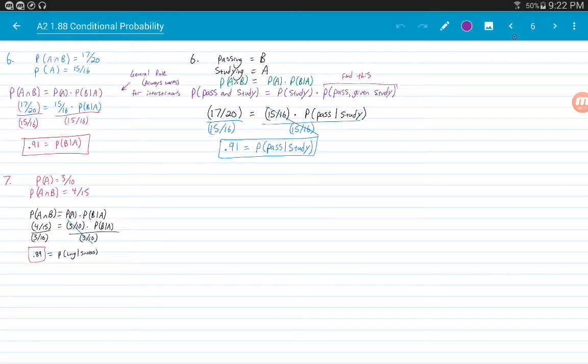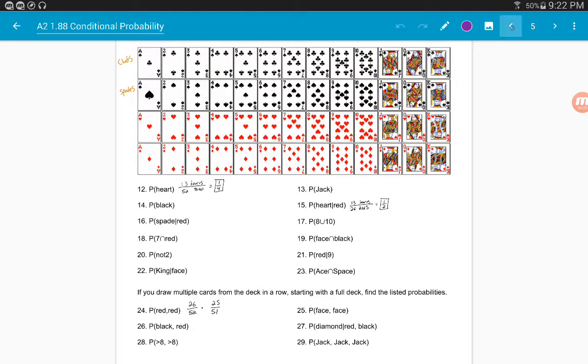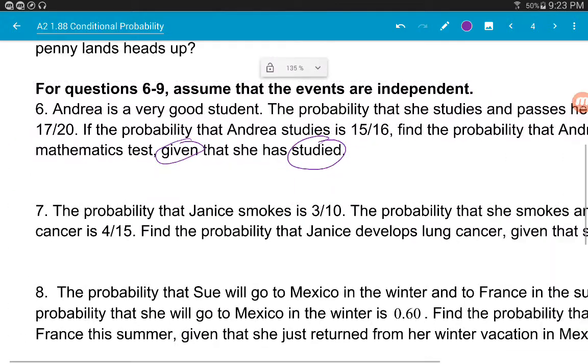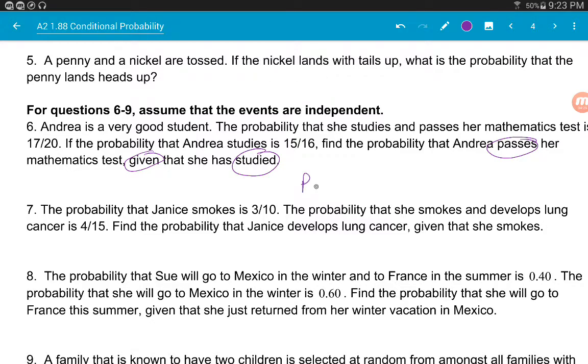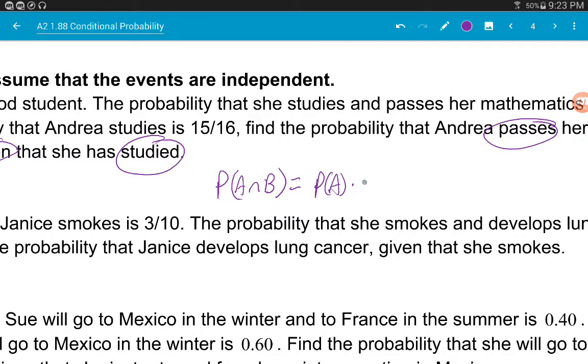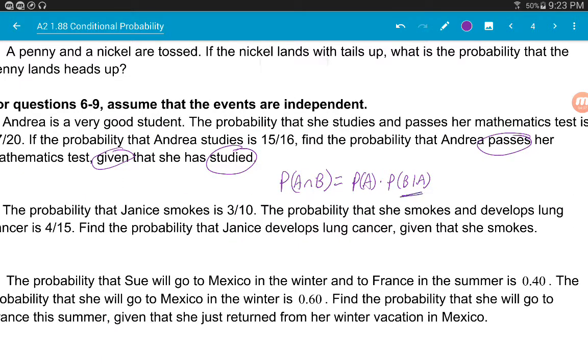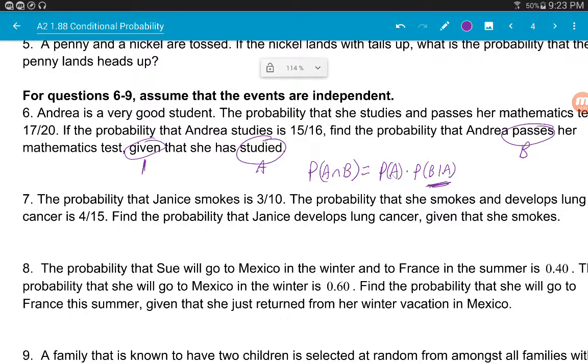So I'm going to bring this equation over into our template for the previous one, for question number 6. The equation looks like this. The probability of A and B is equal to the probability of A times the probability of B given A. Now look, B given A is right here. Passes, given, studied. So passes must be B, given is that line, and studying is event A. I hope you have the sheet in front of you because I'm going to be going back and forth from this to my loose leaf.